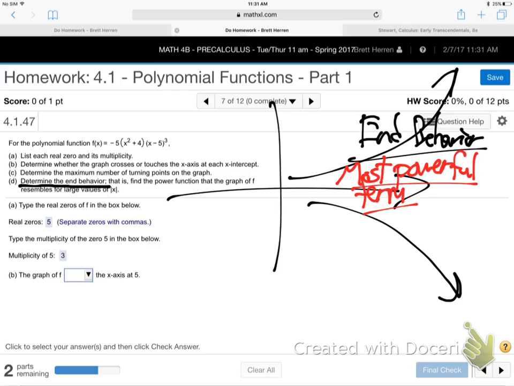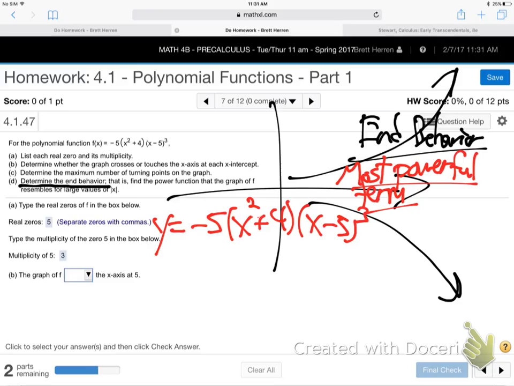Think about it with me for a minute, guys. If you have something like, well, let me not make one up. Let me do our actual one, so that'll be a good example. Minus 5, x squared plus 4, x minus 5 to the third. So there's our actual function. That's a 2 power there on that one.